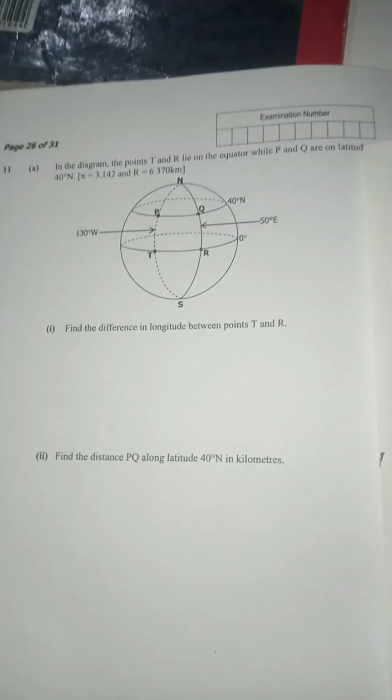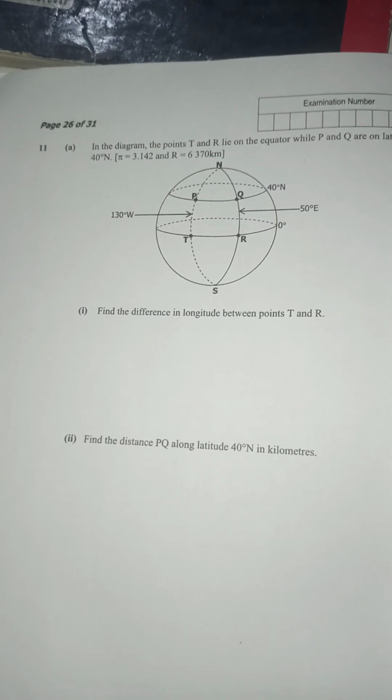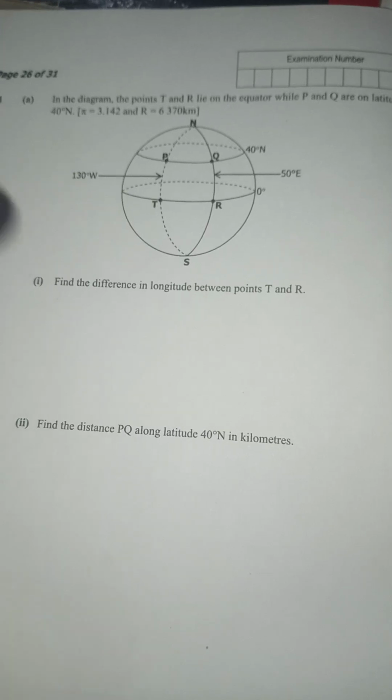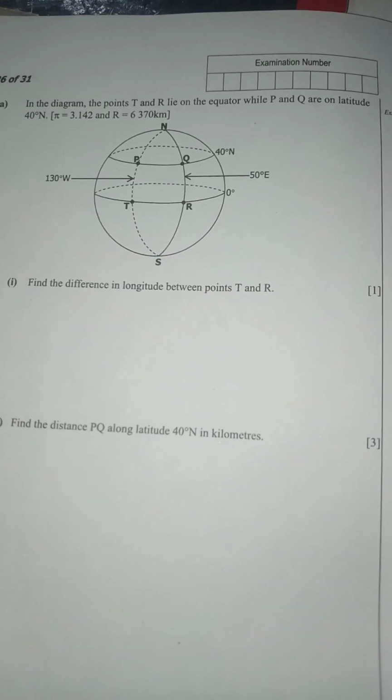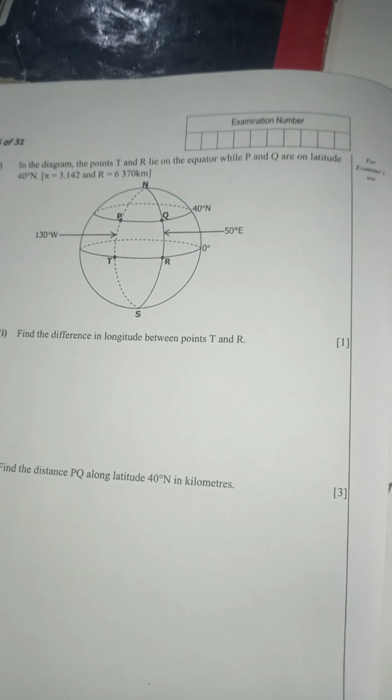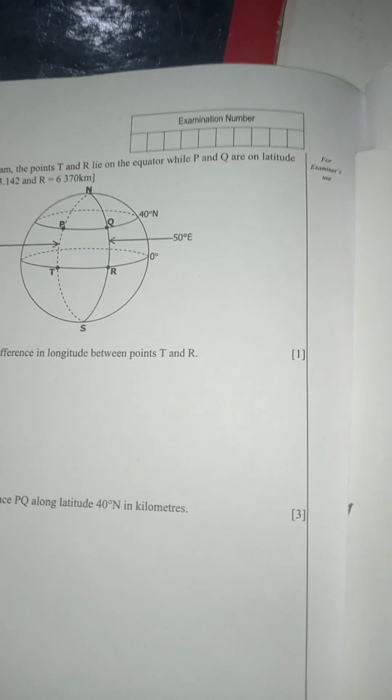Okay, this is the third question. This is number 11 in this same paper. The question reads: in the diagram, the points T and R lie on the equator, while P and Q are on the latitude 4 degrees north. Take pi as equal to 3.142 and R equal to 6370 kilometers. Know that this number is constant when it is in kilometers. With or without being given this number, just know that it is constant. You are not supposed to start panicking, asking whether you can use the formula if they have not given you this radius.